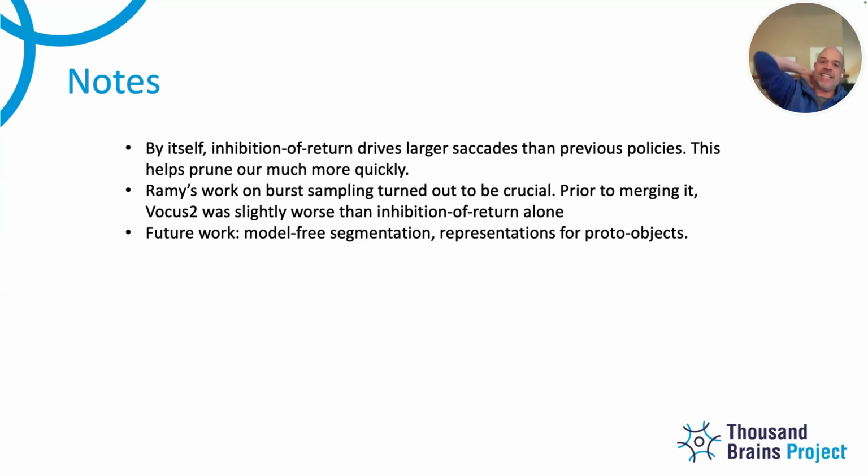If your sparse model has failed to learn some part of this object, like the back of this hat, then without burst sampling, your initial hypotheses are the ones you got, and maybe they're not that good, and you're kind of just stuck with it. But we're now able to continue to populate the hypothesis space and find better solutions. So thanks, Ramy.